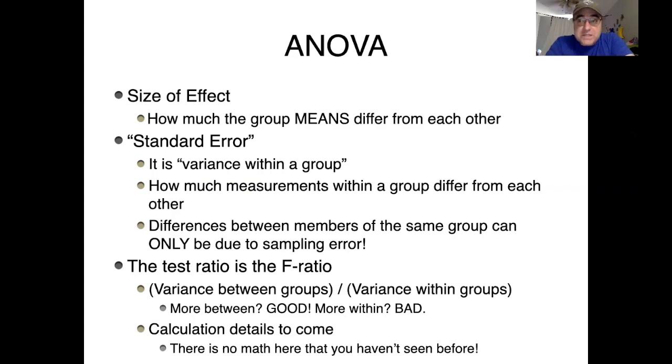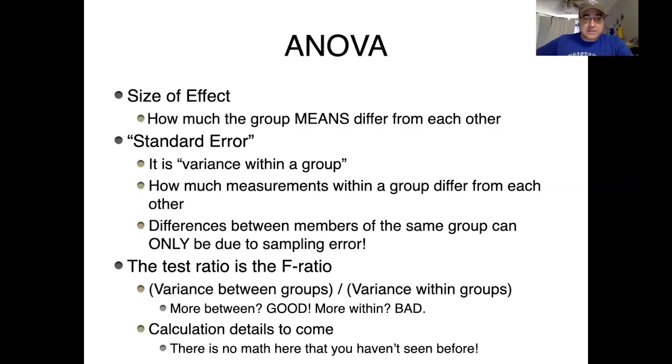If there were no sampling error, every single person in that group would give you the exact same reading, would give you the exact same measurement. So if we have a way to figure out how much the people within the group differ from each other, we will get a useful number in terms of how much standard error we can expect. All right? So that then becomes our test ratio.